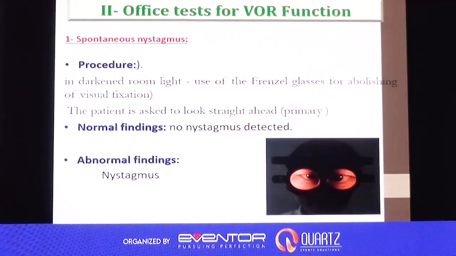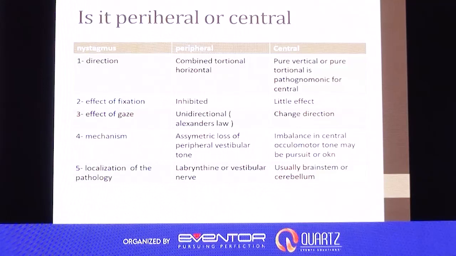After that, the test battery for the VOR function. I start the VOR function by testing the spontaneous nystagmus. In a darkened room with a Frenzel goggle to abolish the fixation, the patient is asked to look straight ahead, or in the primary position. Normally, there will be no nystagmus, but abnormally, I will find nystagmus.